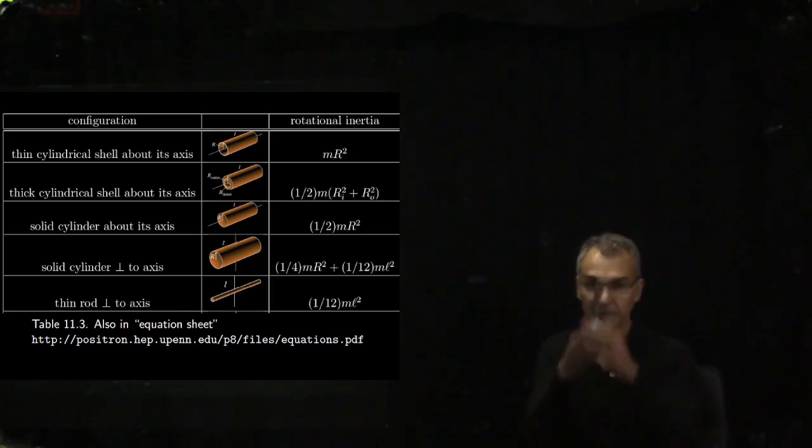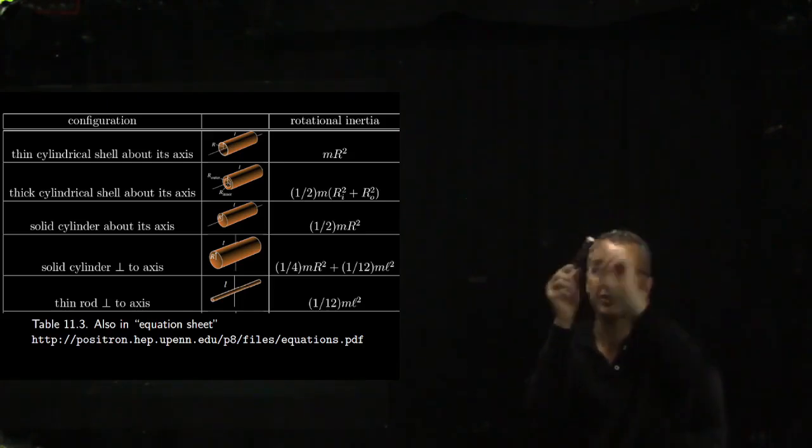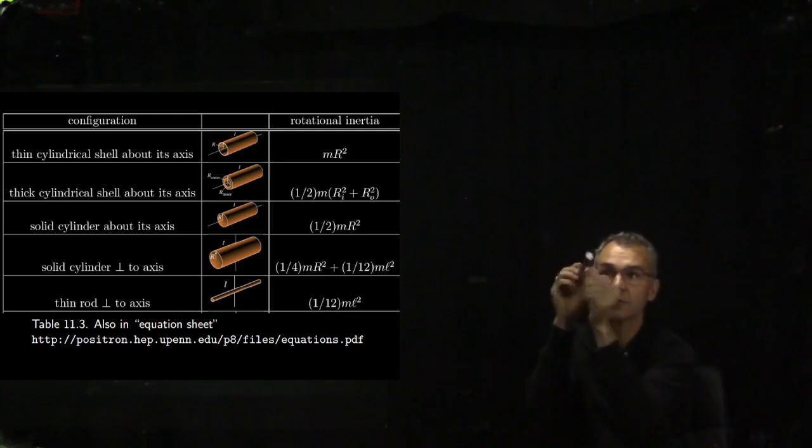Since, for example, if I rotate this pen along this axis, the mass is not very far from the axis of rotation. If I rotate it about this axis, then the mass is much farther away from the rotation axis. So the rotational inertia should be bigger this way, smaller this way. It's the same total mass, but here it's close to the axis. Here it's far away from the axis. So that makes a difference.